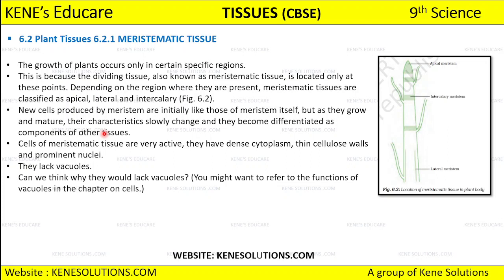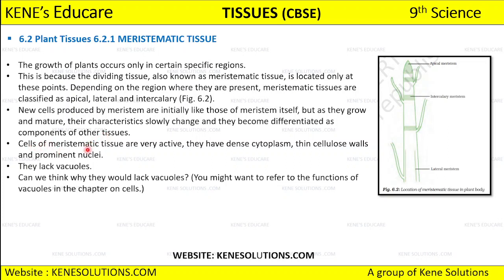But later what happens? Slowly their characteristics are going to change and you will see that they will be differentiated as components of other tissue. ठीक है? The new cells are further going to get differentiated as what? Components of other tissue, by slowly changing and differentiating as a component of other tissue, okay?